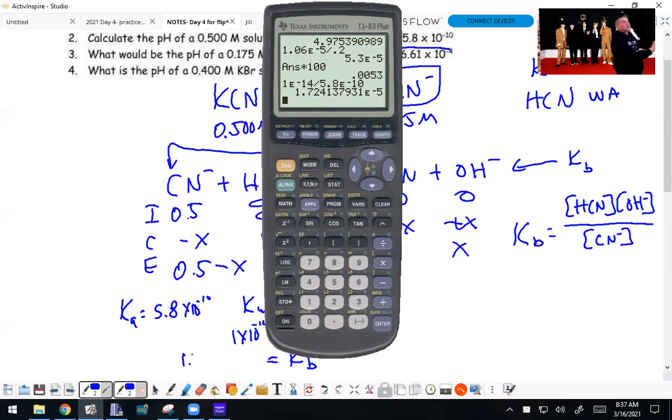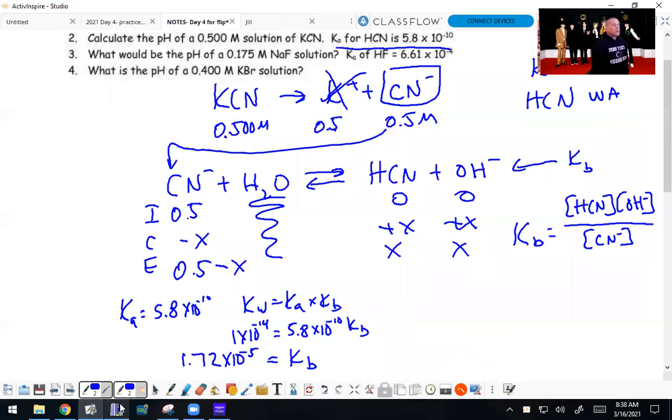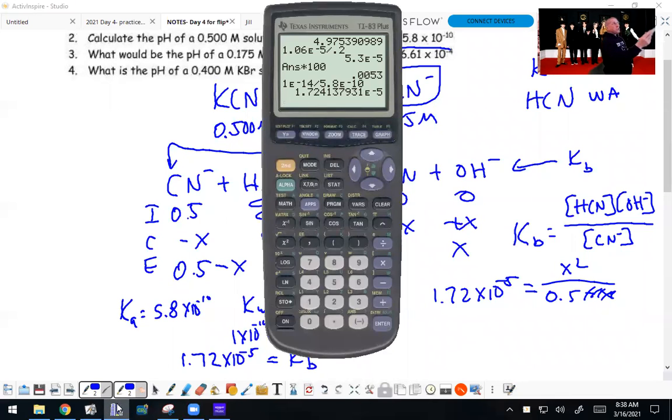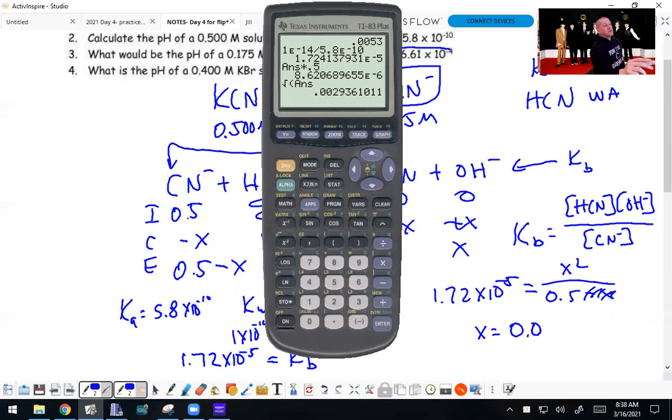So we got 1.72, we'll save, why not? Okay, so now I can carry that over here. So 1.72 times 10 to the minus 5 equals X times X, X squared over 0.5 minus X. Ignore the minus X. I'll just leave it there, times 0.5, square root. So x equals 0.0029. We'll leave it at that.